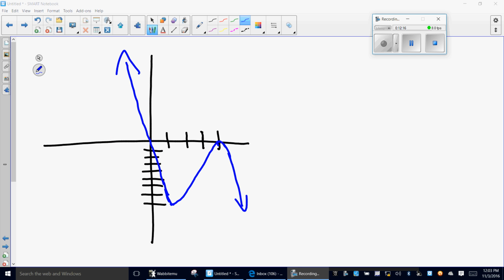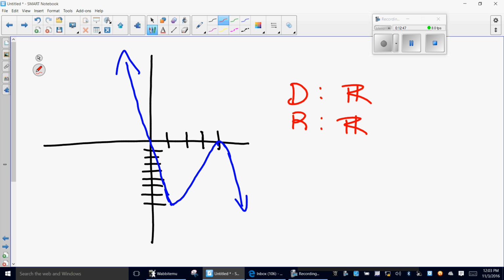Let's look at number 3. Let's first start with domain and range. Okay, what do we think the domain is? I agree. It's all real numbers. Forever left, forever right. It is all real numbers. Okay? How about the range? How far up? How far down? Infinity. Negative infinity. So all real numbers.